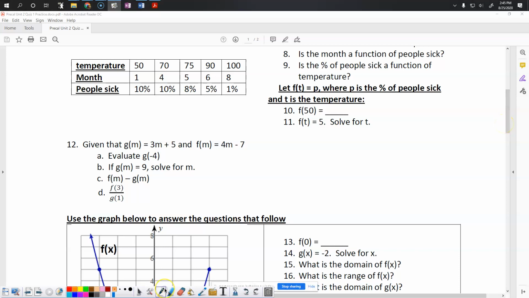For number 12, I give you two functions, g of m and f of m, and I ask you to do a lot of different things with them. So for part A, I ask you to evaluate g of 4. And all that means is that you're going to plug in, well, not 4, negative 4. All that means is you're going to plug negative 4 into the g function. And the answer would be negative 7.